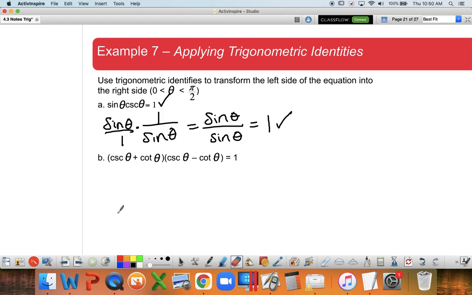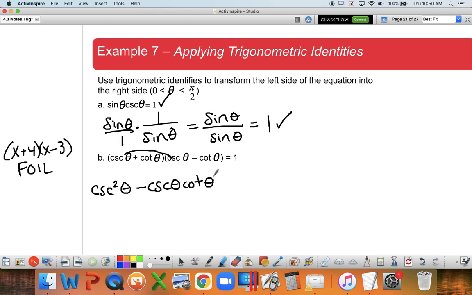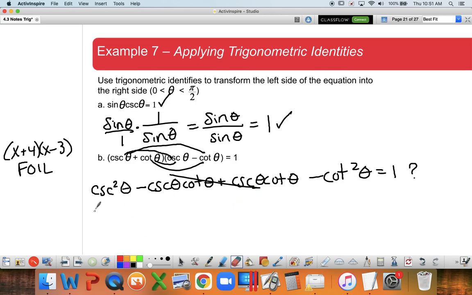All right. Let's talk about this next example. I have 2 binomials that I am multiplying, right? Looks a little similar to something like this, which what I have to do is FOIL. So let's go ahead and FOIL all of this out. I get cosecant squared theta minus cosecant theta cotangent theta plus cosecant theta cotangent theta. So those are going to cancel out. Let me show all my steps here. And then minus cotangent squared theta. And we need to show that that equals 1. Well, these 2 cancel out. So I get cosecant squared theta minus cotangent squared theta. And does that equal 1?